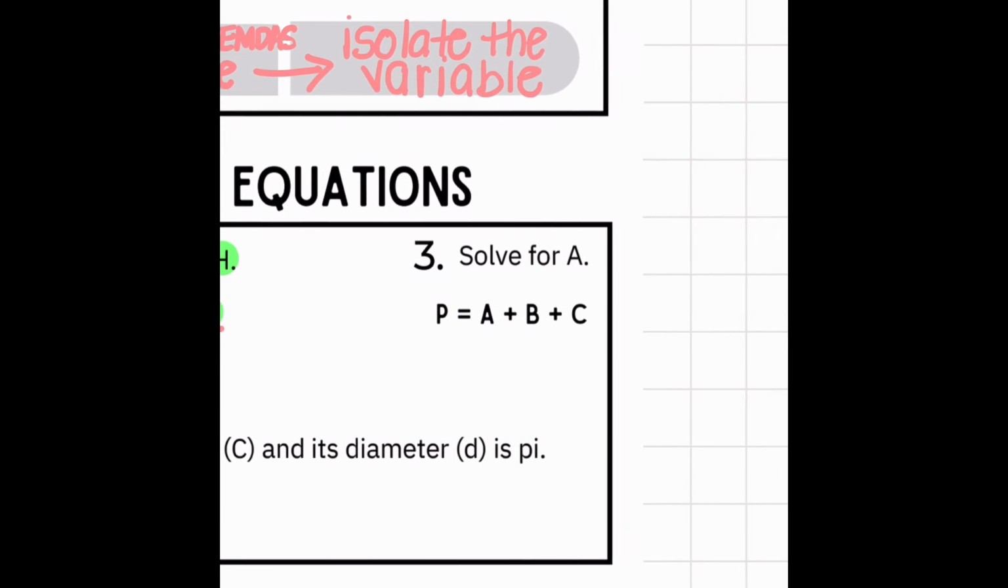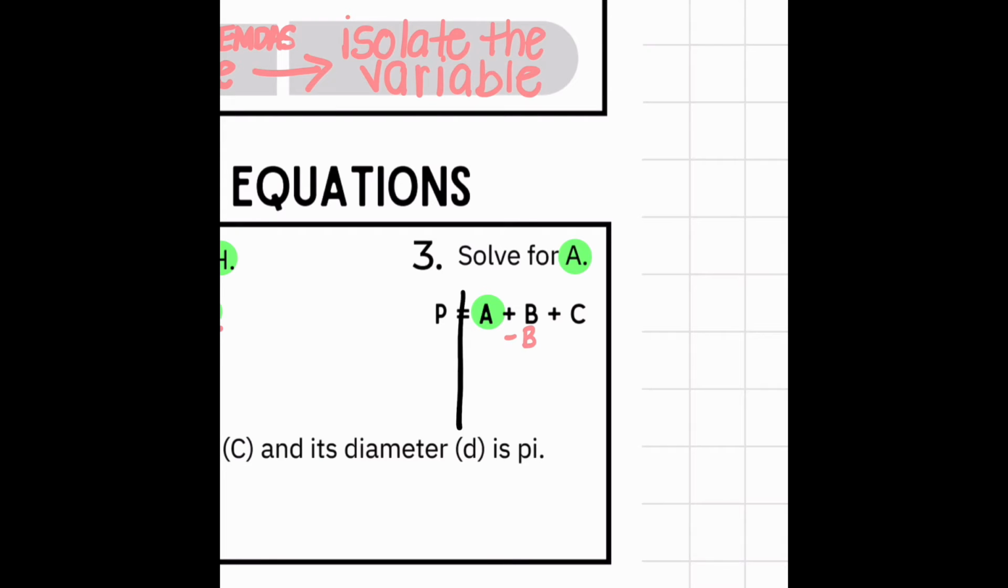All right, so for number 3, they're asking me to solve for A. If I'm solving for A, that means that I need to get rid of this plus B and plus C in order to get it by itself. In this situation, I have addition, so the opposite of addition is going to be subtraction. So I have my B's gone. So right now I have A plus C equals P minus B.